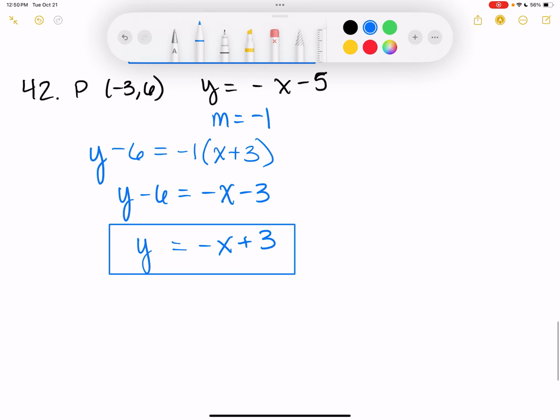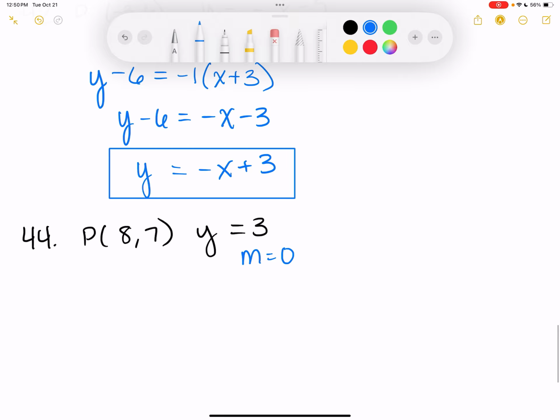All right. 44. The point is 8, 7, and my equation of my line is y equals 3. So what is the slope of this line? 0. So what does that mean about the slope of my parallel line? That'd be 0. It's also 0. It has to go through this point. So any idea what the equation of the line has to be?